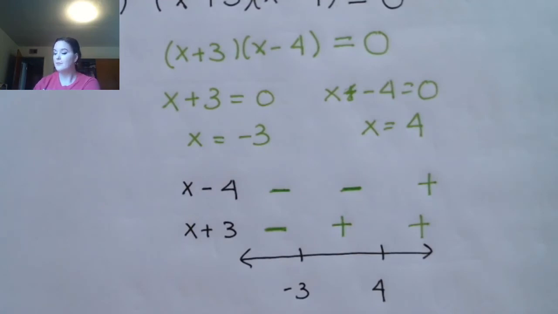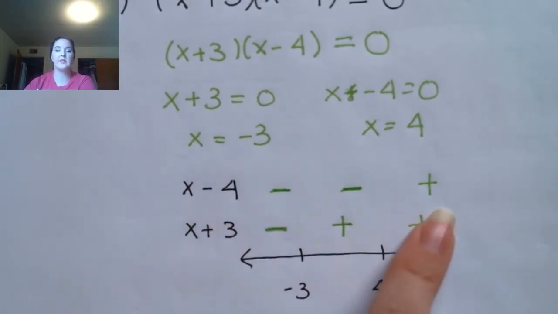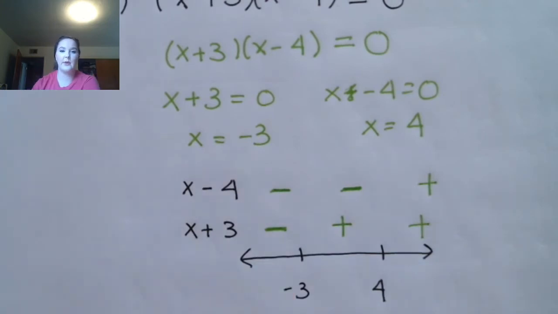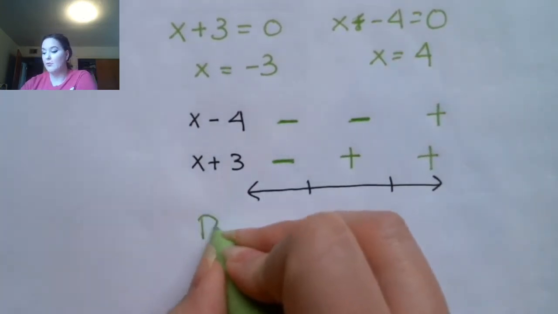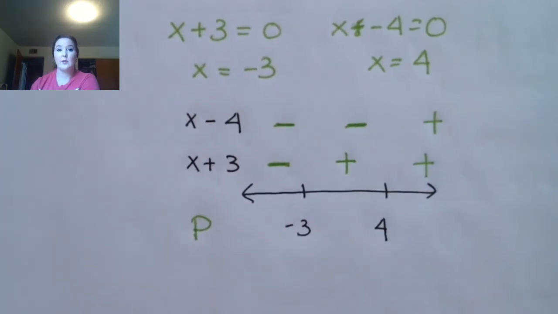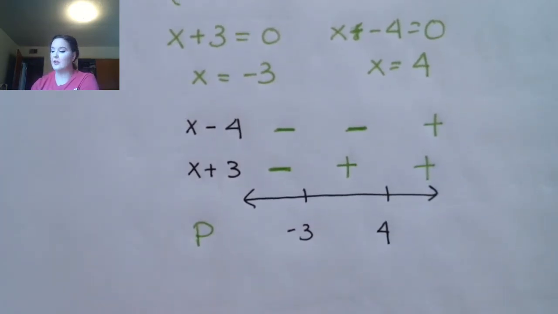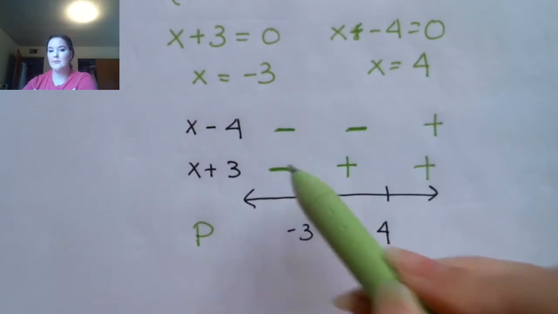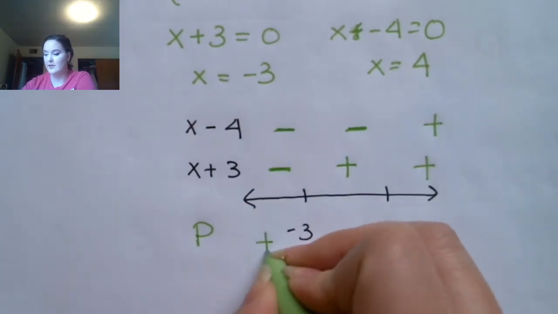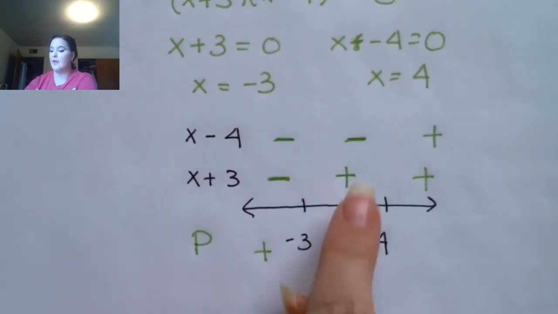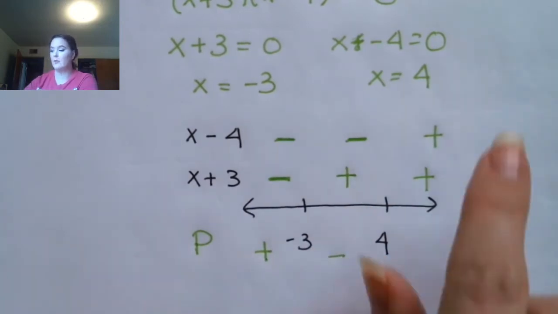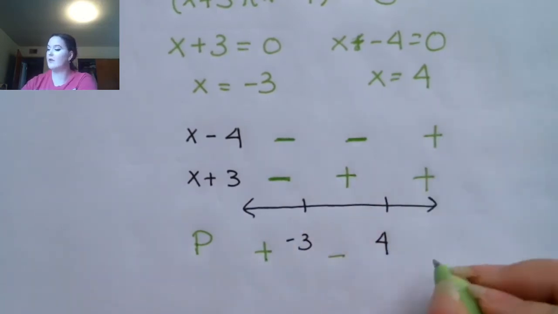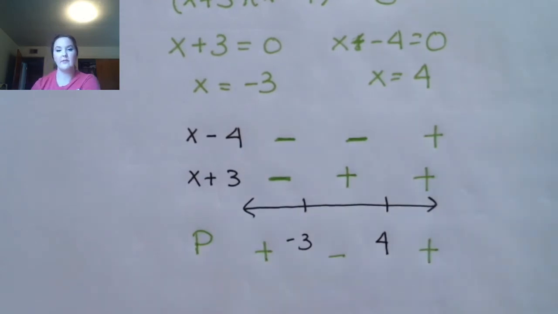I'm doing them totally separately, nothing to do with one another. Then I'm going to look at the product. Remember, product is multiplication. Negative times a negative is positive. Negative times positive is negative. Positive times positive is positive.